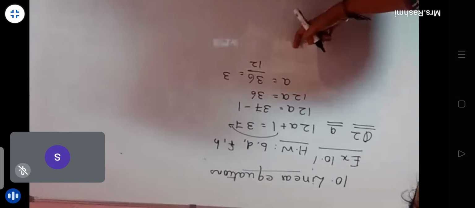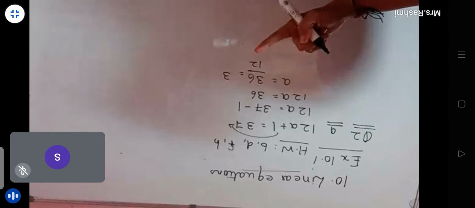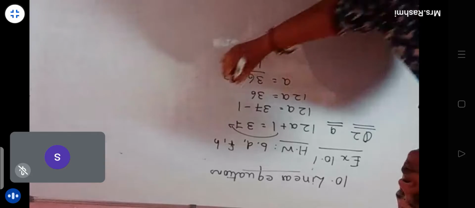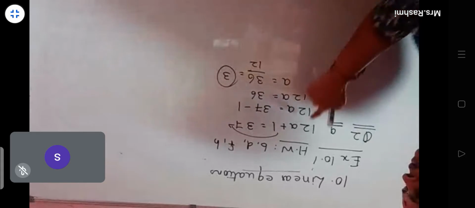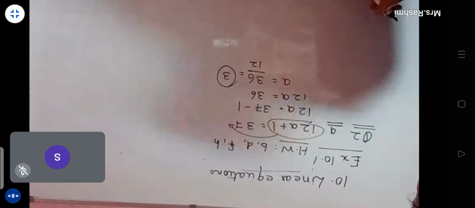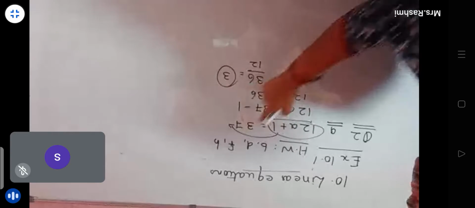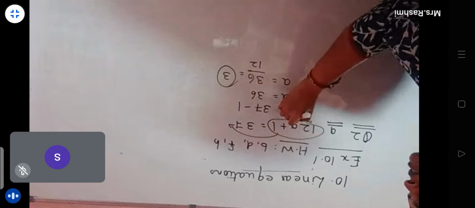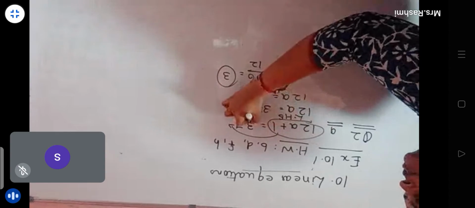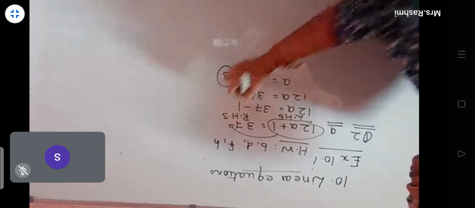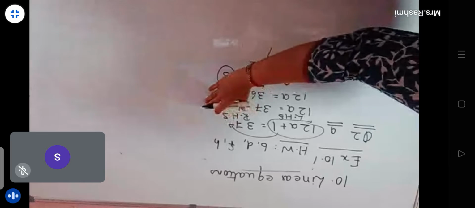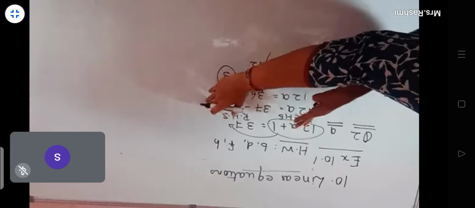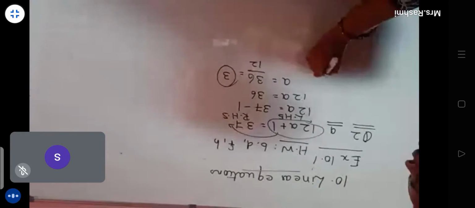Now verification. Our answer is not complete, because the question says verify your answer. So how are you going to verify? You're going to put this value on this side and then check whether both the sides are the same. That is when you verify your answer. This is your left hand side and this is your right hand side. Correct?